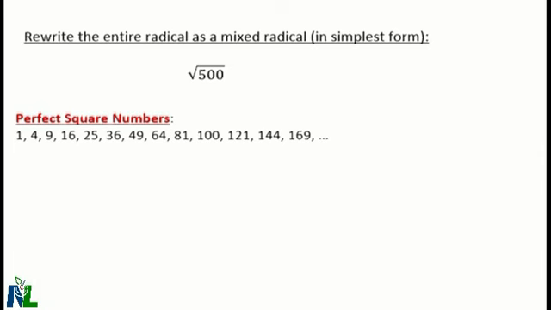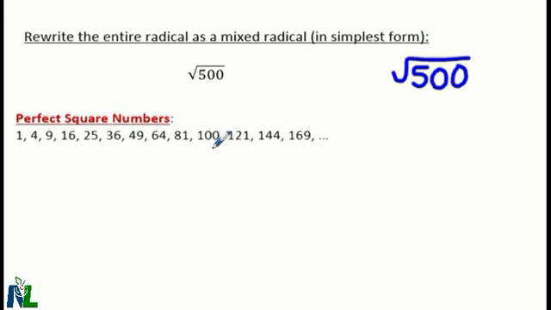In this video, we will show how to write an entire radical as a mixed radical in simplest form using perfect squares. So let's look at the number 500. 500 is a fairly large number, and as we look through the list right here, when we use the process of perfect square numbers to rewrite a number into a mixed radical, we always choose the largest number that can divide into 500 from our perfect square list.